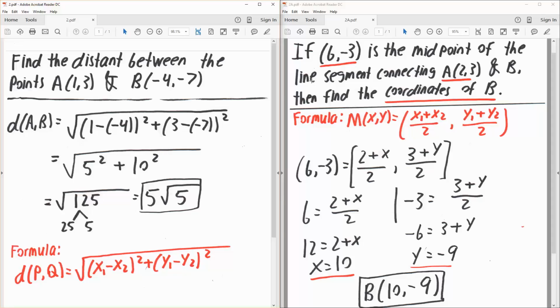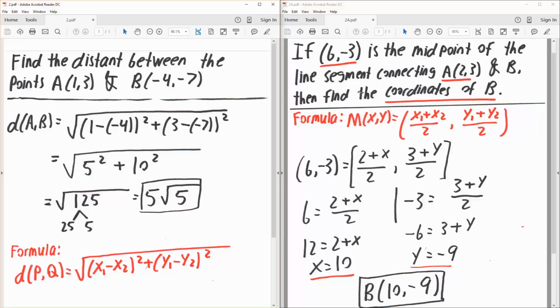And so the next question is, if (6, -3), this coordinate right here, is the midpoint of the line segment connecting A and B, we want to find the coordinate B. So we're given a midpoint, we're given point A and B. So (6, -3) is the midpoint of AB. And so we need to use the midpoint formula.